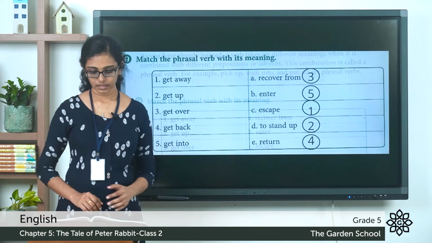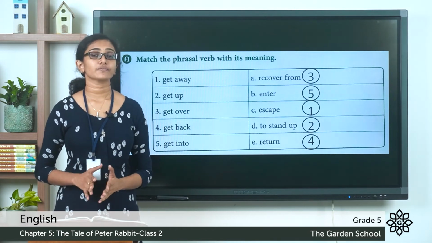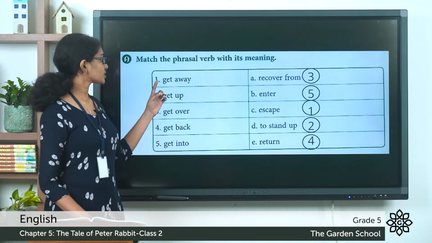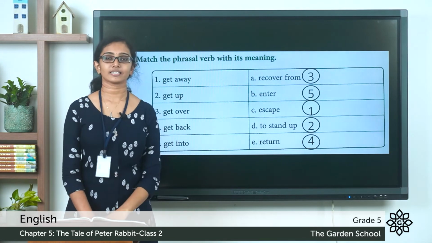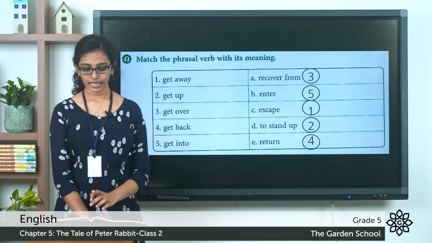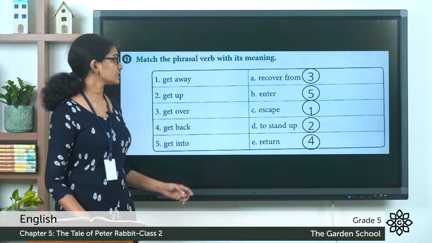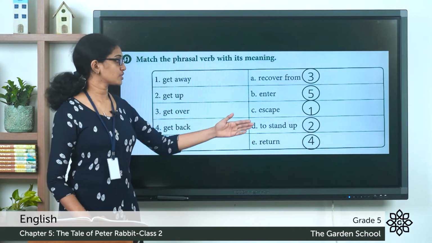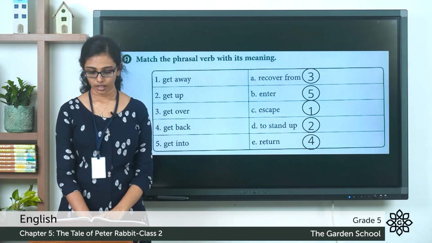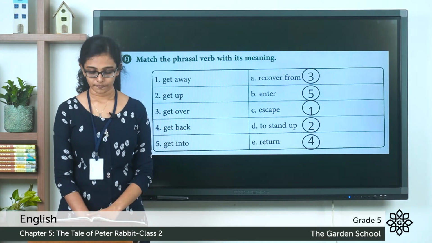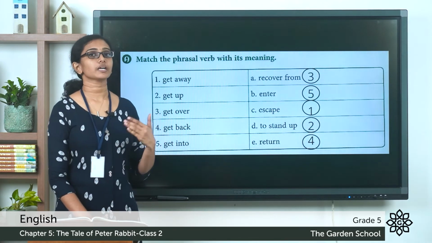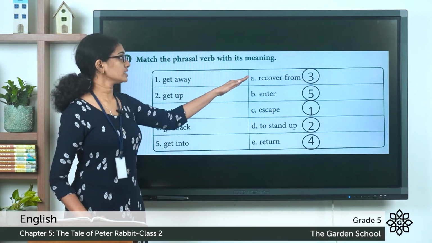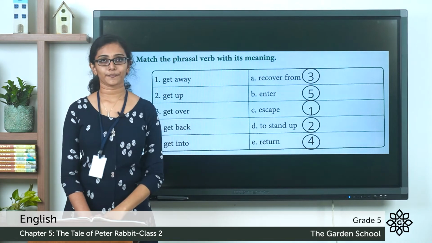The first one, get away. Get away, the phrasal verb get away means to escape. So you have to match get away with option C, escape. The second one, get up. Get up means to stand up. So number 2, get up. The correct match is option D, to stand up. Now 3, get over. Get over means recover from. So the correct option is 3, get over. The correct one is A, recover from.